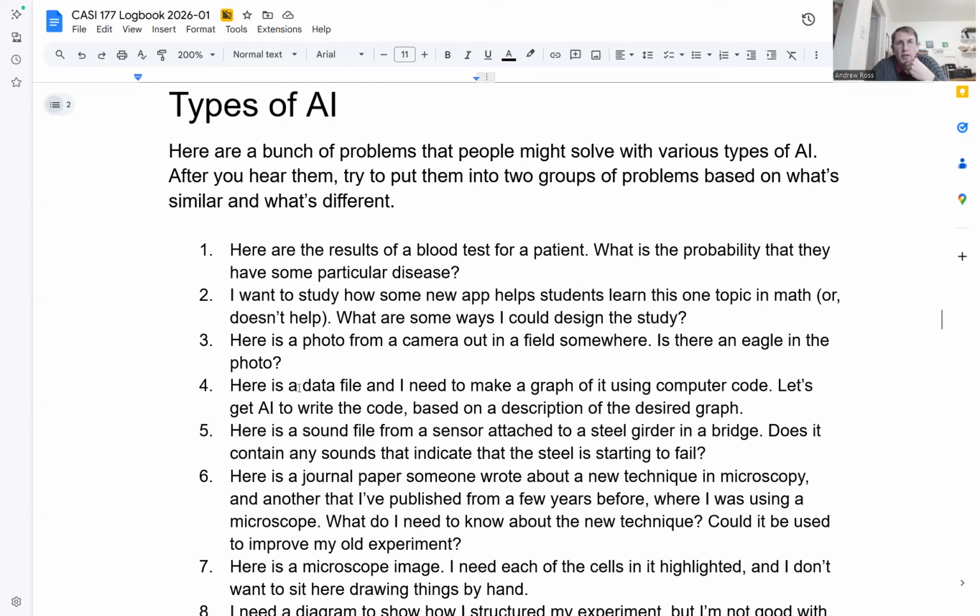The fourth one is if I have a data file and I want to make a graph of the data using computer code, let's get the AI to write the code for me based on a description of what I want to see on the graph, what the x-axis should be, what the y-axis should be, etc.